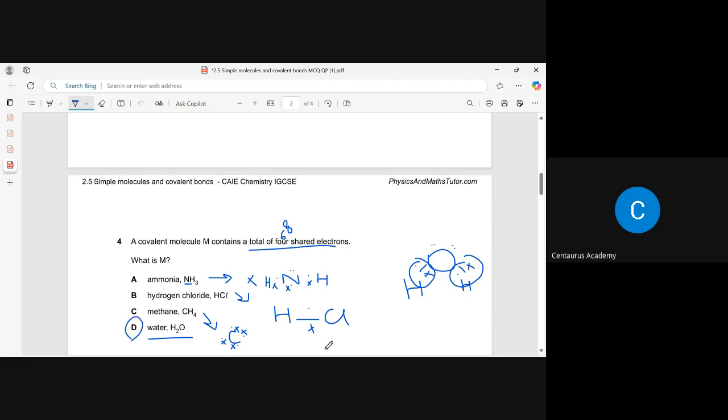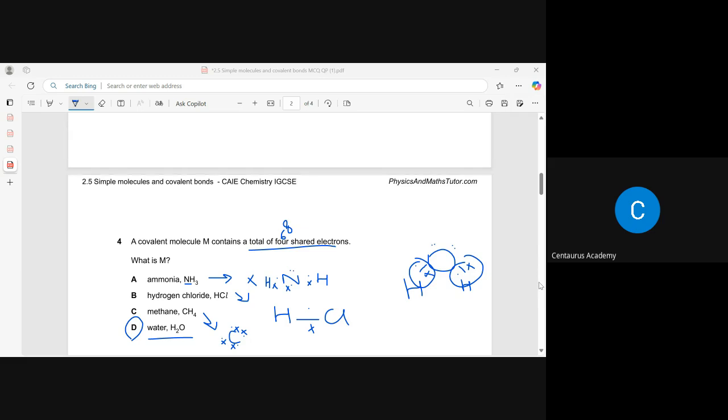Am I clear? Our answer was C. We all chose C. Who chose C for methane? For this particular question, no. For this one, option D is correct. Water is going to be the correct answer here. C is not correct here.